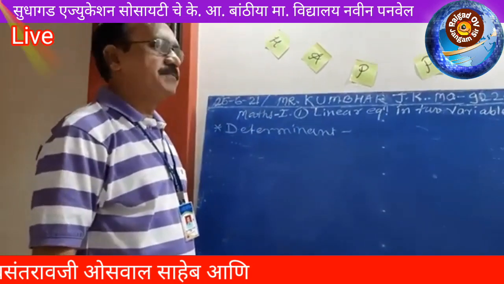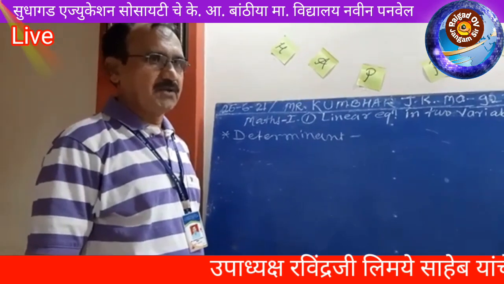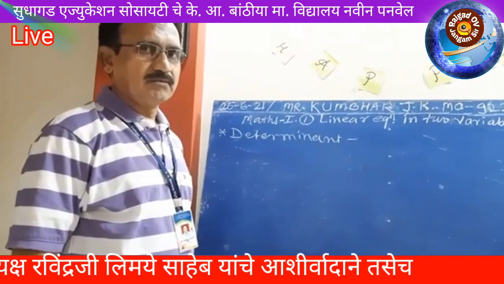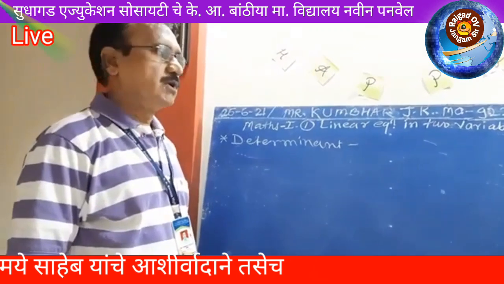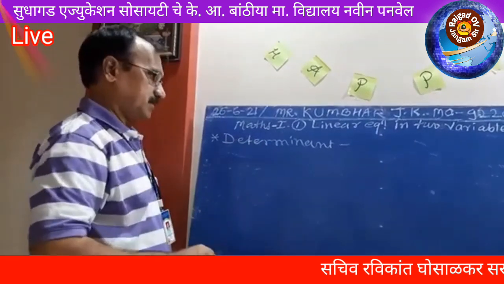Yesterday we have seen the graphical method for solving simultaneous equations. After watching this video, you can try to solve practice set 1.2. Now we are going to learn the next point, that is determinant.